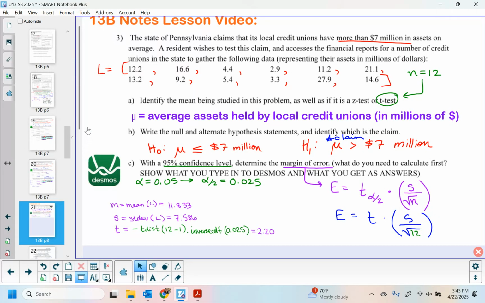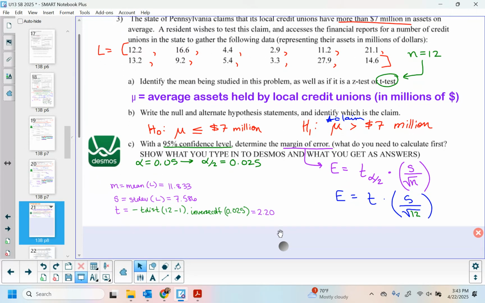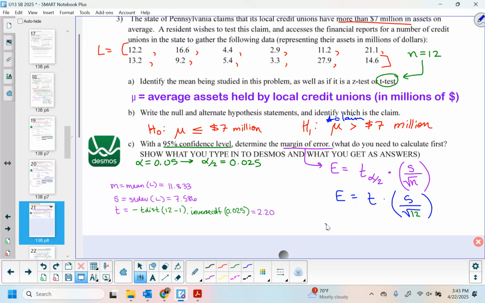So my error is plus or minus 4.82, or you could just say 4.8. So error is plus or minus $4.8 million.